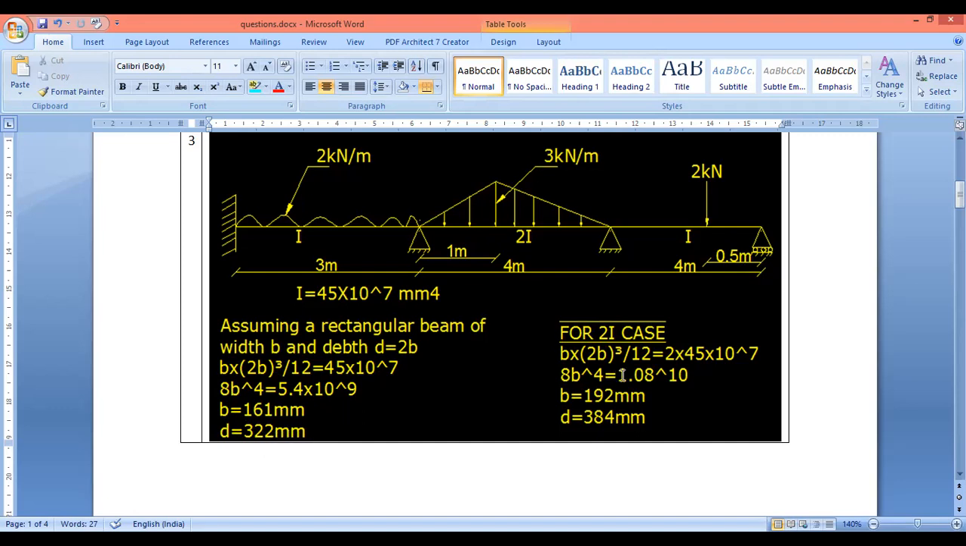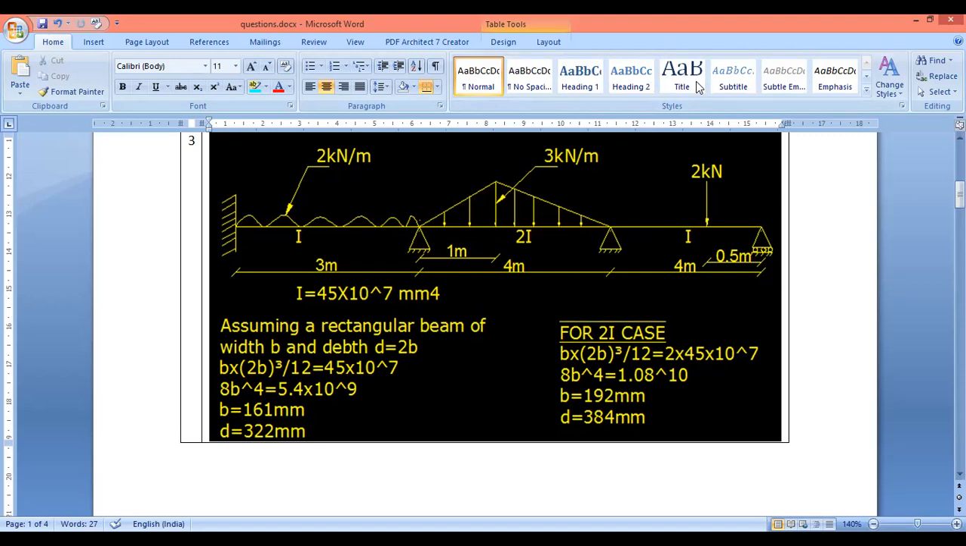Similarly, for 2I, again BD cube by 12 is equal to 2 times the I value, since it is 2I. Then when you solve this, you get B equal to 192 mm and D equal to 384 mm. So we will see how to adopt these things in the analysis.